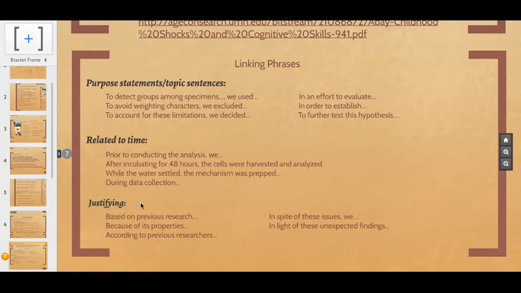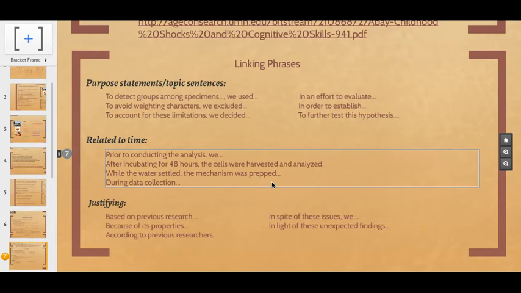Justifying, so in your methods you want to justify why you use this specific method. So "based on previous research, this method is commonly used," or "based on previous research we have found that this method is the most useful," right? "Because of its properties, this equation is..." "According to previous researchers, in spite of these issues, in light of these unexpected findings," right?